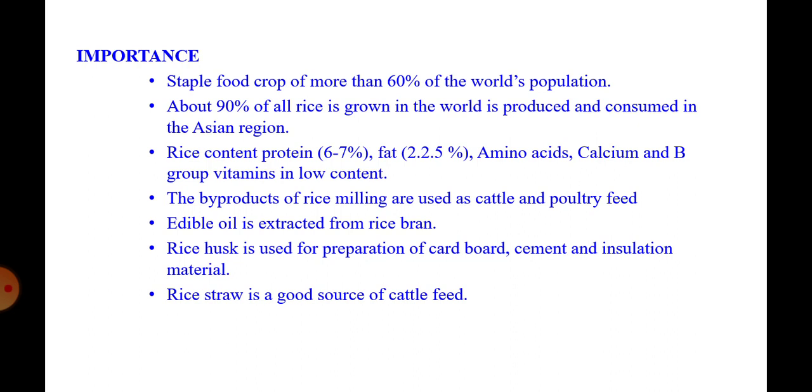Rice contains protein 6 to 7%, fat 2 to 2.5%, amino acids, calcium, and a big group of vitamins in low content. The byproducts of rice milling are used as cattle and poultry feed. Edible oil is extracted from rice bran. Rice husk is used for preparation of cardboard, cement, and insulation material. Rice straw is a good source of cattle feed.